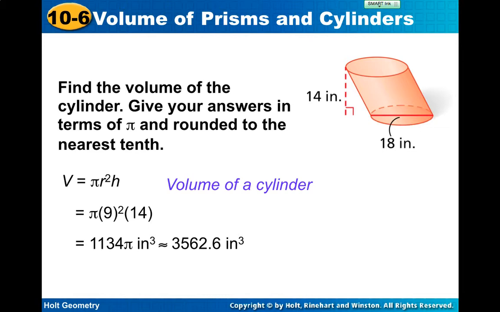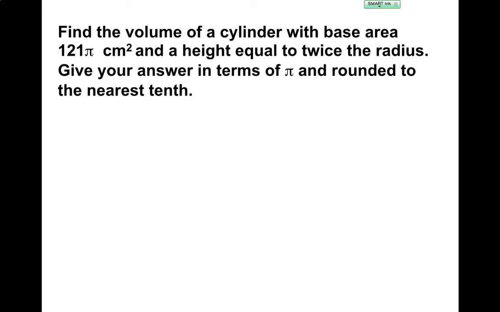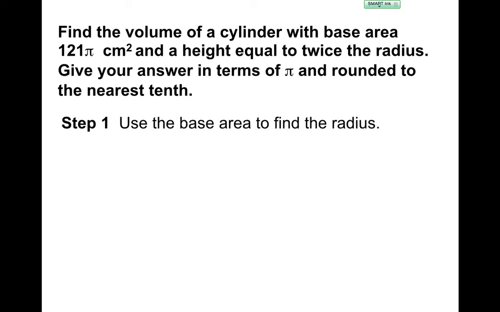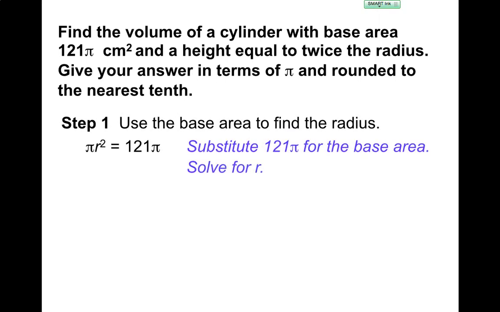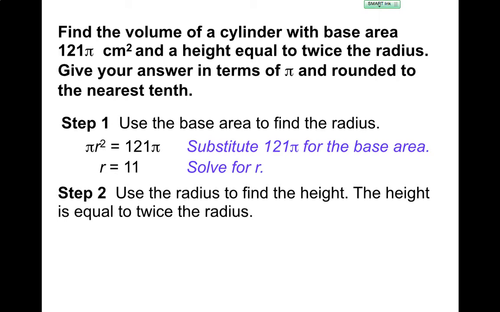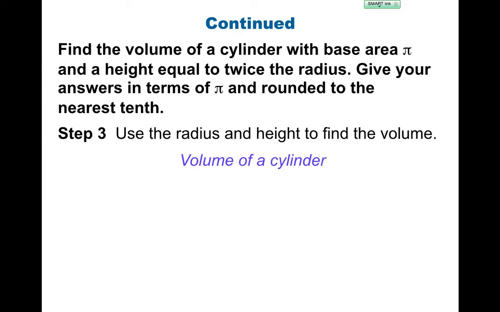Alright, so cylinders are pretty straightforward in the formula. I'm going to skip this one, but notice it has wording like the height is equal to twice the radius. I gave you the base area to start with, so you should be able to use that area to find the radius, and then go from there. You do have to find the radius to figure out the height. If the radius is 11, the height is twice that, so 22, then you've got what you need to calculate. Okay.